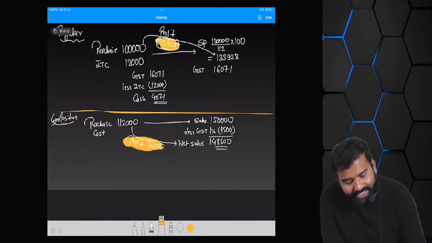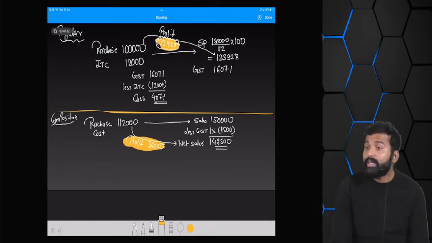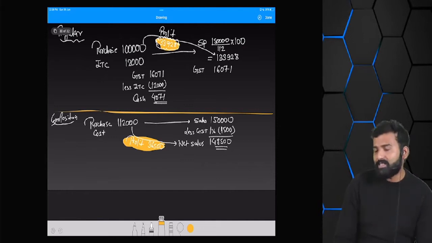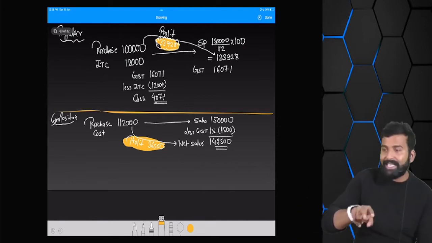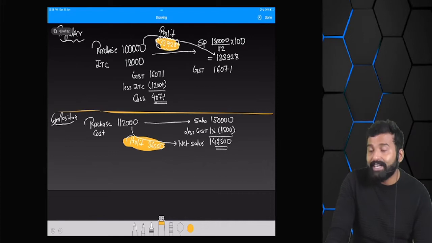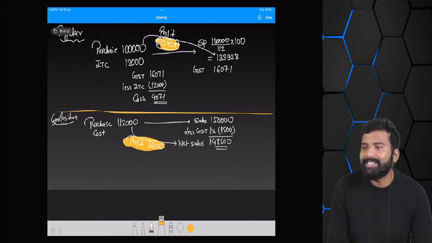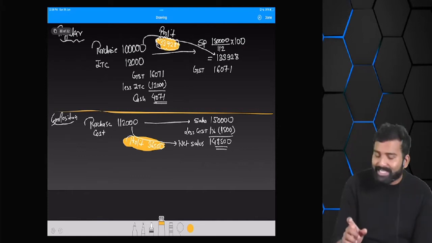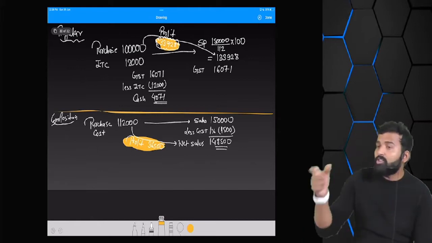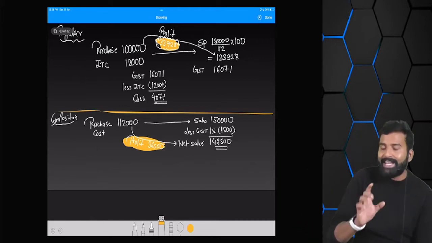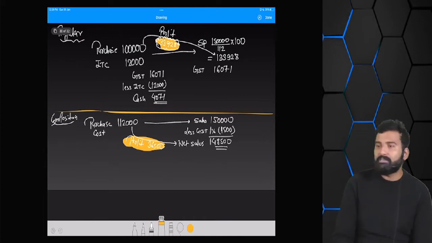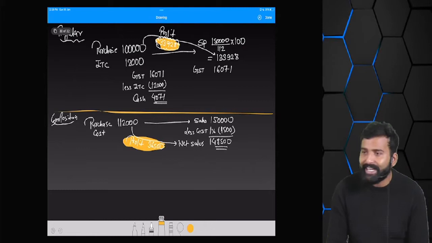You can see, without a change in his price, without charging extra money from the customer, he is just switching from the regular scheme to the composition scheme, and he is earning higher profits. He is earning 36,500 as his profit. However, in the regular tax scheme, he was earning 33,928 as his profit. That is the difference between the composition scheme and the regular scheme. In the regular scheme, he was availing credit, but he was also paying tax. So his net sales is 1,33,000 and his purchase is 1 lakh. So he was earning 33,928 as his profit.